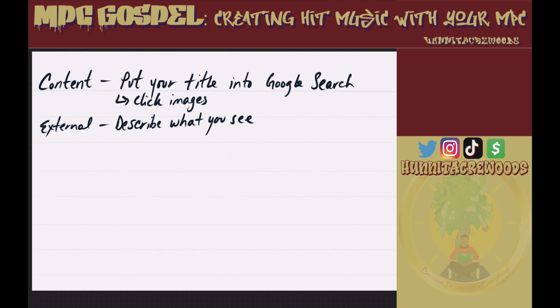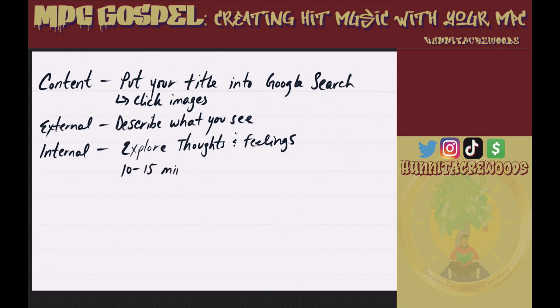So that would be the internal, exploring the sensation. Right? It's simple. You can just take 10 to 15 minutes to write down your words. That's it. It's real simple.